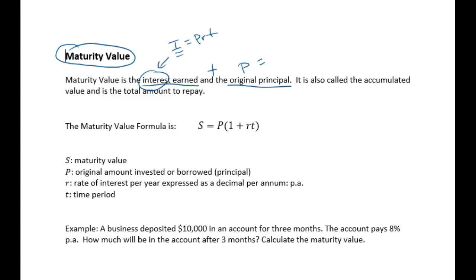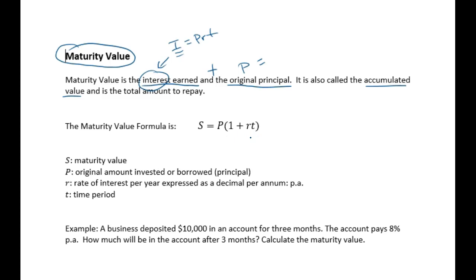So you can do these types of problems by finding interest and then adding it to the principal, but we might as well use an altered formula that will do that work for us. Maturity value, sometimes also called the accumulated value, is the total amount to be repaid. So principal combined with your interest. The formula is as follows: S is equal to P times, open a bracket, 1 plus RT.